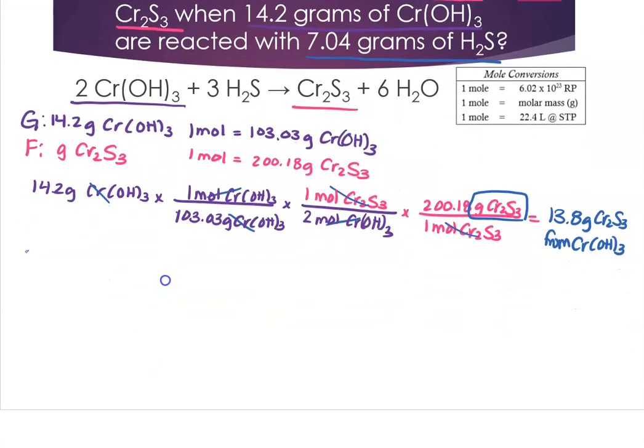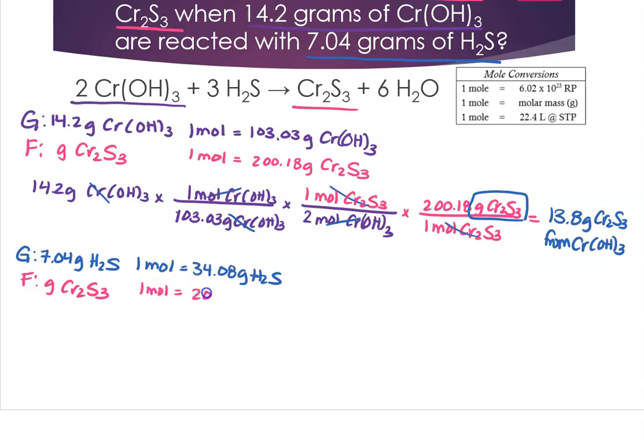All right, now let's do the second one. We have 7.04 grams of H2S. We're still trying to find grams of Cr2S3. So we'll need both molar masses again. The molar mass of H2S is going to be 34.08 grams H2S. And the molar mass of Cr2S3 is the same as above.